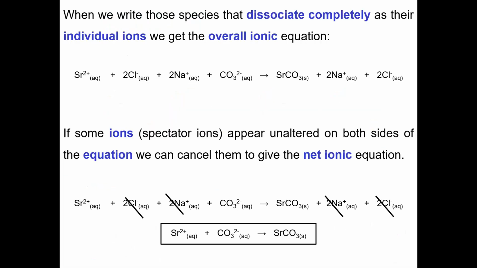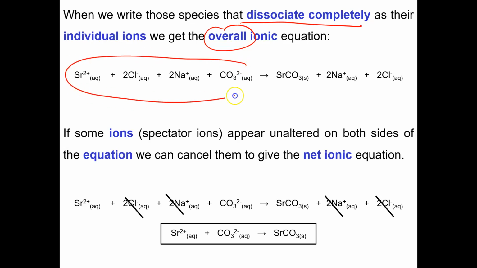So when we write the equation in this way, where we've dissociated completely all of the compounds that are present as individual ions, we get the overall, or sometimes people call it the total ionic equation. And so that makes it clear what's happening. We create a mixture of 4 ions, 2 cations, and 2 types of anions.